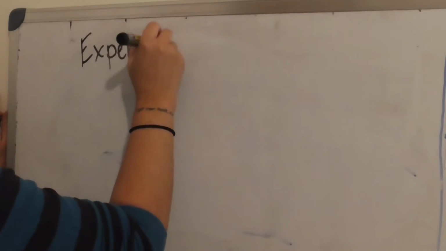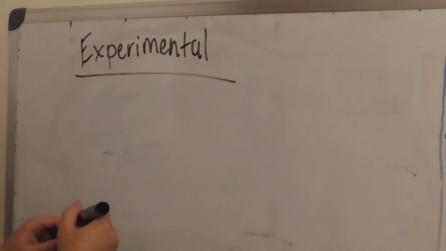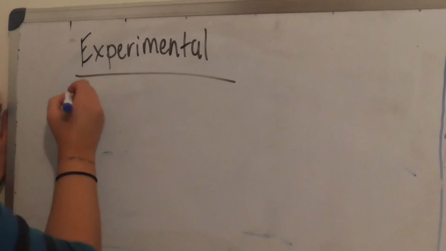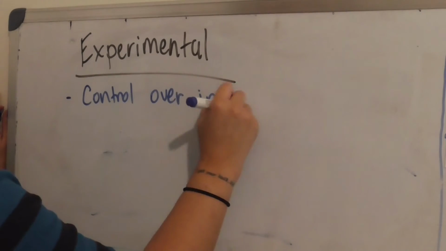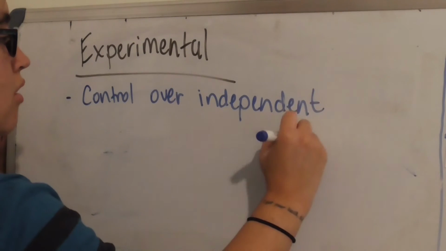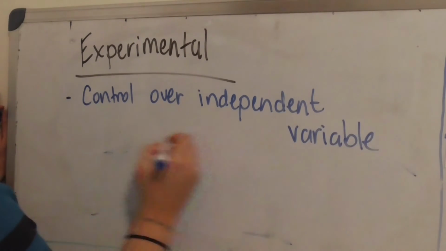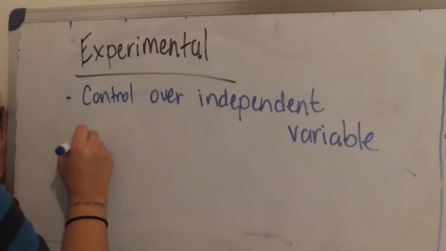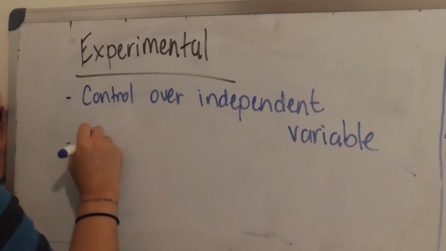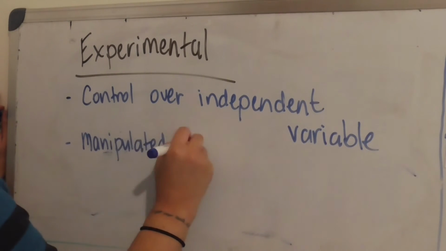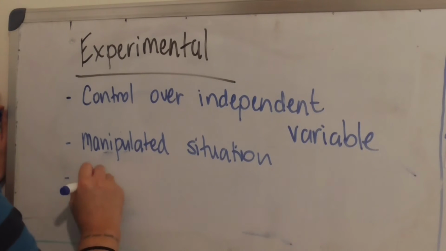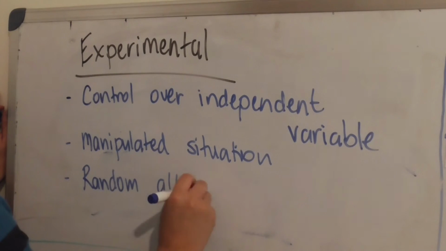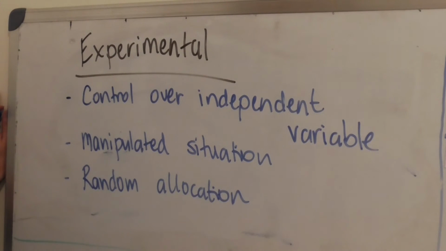So let's talk experiments. Now, the key feature of an experiment is this degree of control. The fact that the researcher controls and manipulates the independent variable. We're the ones who decide what happens there and how that happens. An experiment can be in a lab or a field setting, but it's all about that manipulated situation that we set it up and we randomly assign who gets exposed to the independent variable and to what degree.